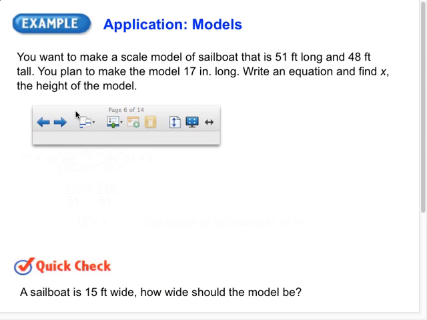All right. Now, if you were to make a model of something, you wanted to make it look similar to the actual object, in this case, a scale model of a sailboat. The boat is 51 feet long and 48 feet tall. You plan to make the model 17 inches long. Write an equation and find x, the height of the model. Okay, well, this goes right back to what we did for our warm-up. So if you guys can set up a proportion and solve so you know how tall to build your model sailboat.